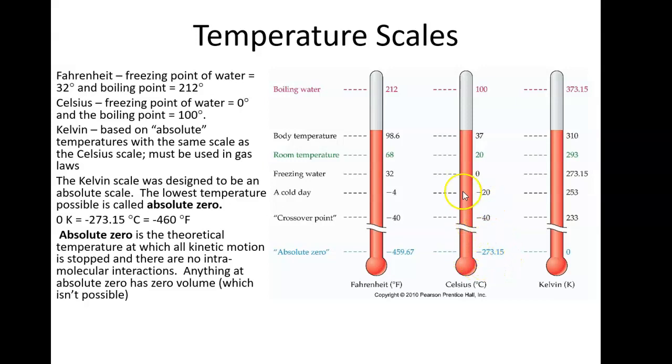Two other things you need to know. The Celsius temperature scale, the way it's defined, the freezing point of water is defined as 0 degrees Celsius. The boiling point of water is defined as 100 degrees Celsius. Now, if you compare that to Fahrenheit, which we use in the United States, 32 degrees Fahrenheit is the freezing point of water, and 212 degrees is the boiling point of water in Fahrenheit.